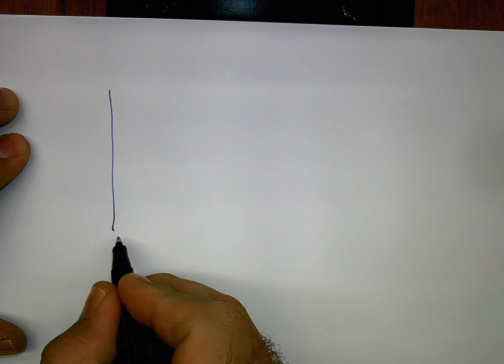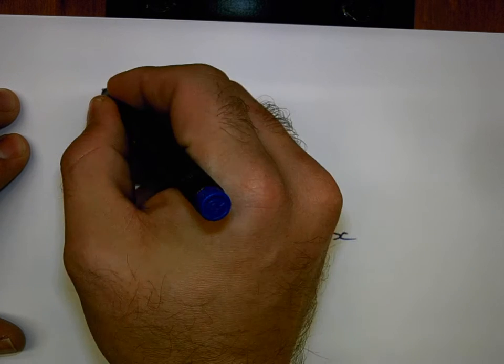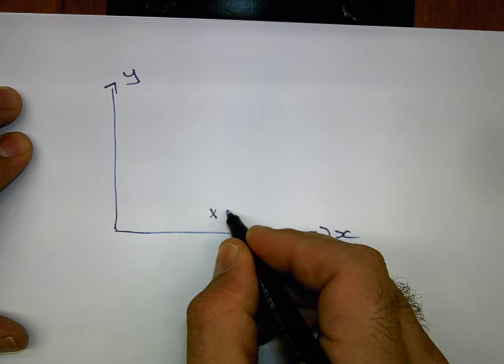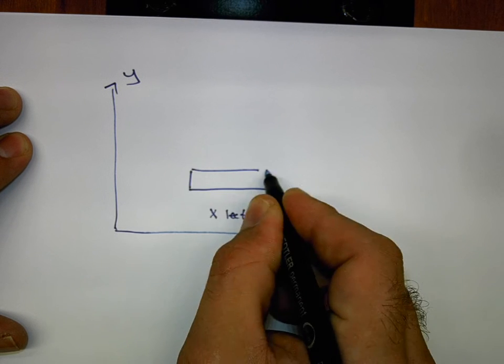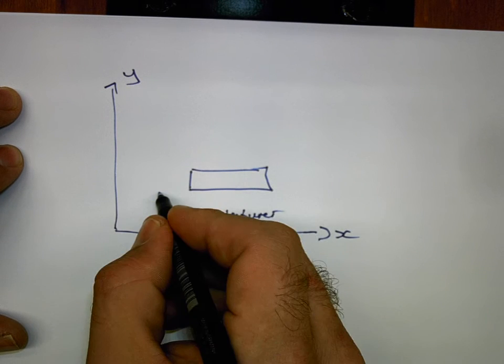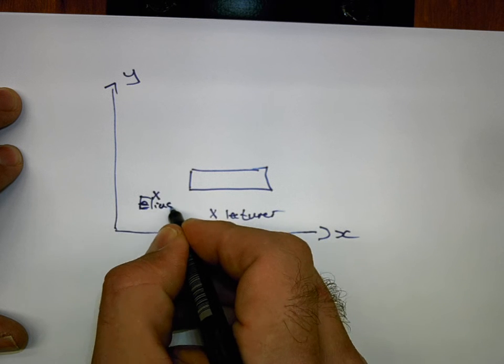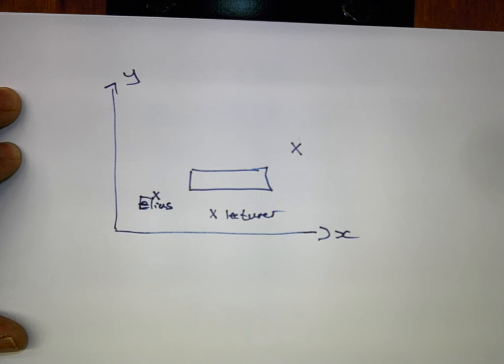If we think of looking at this classroom from the top, let's draw a system of axes. Let's call this the x-axis, and this the y-axis. I am standing over here right now. In front of me is the lectern. And we started with Elias over here, and he had to get to a place over there.